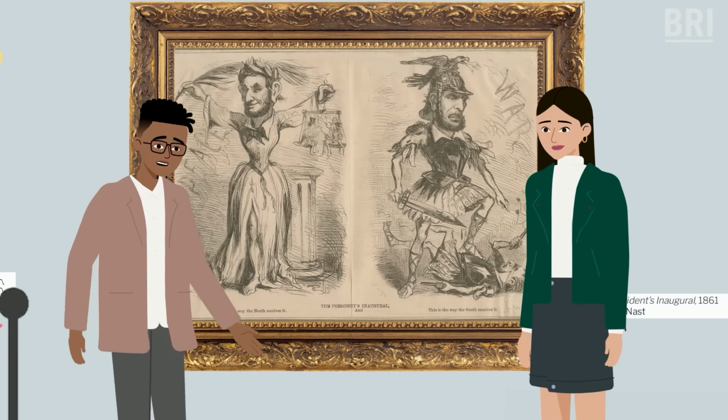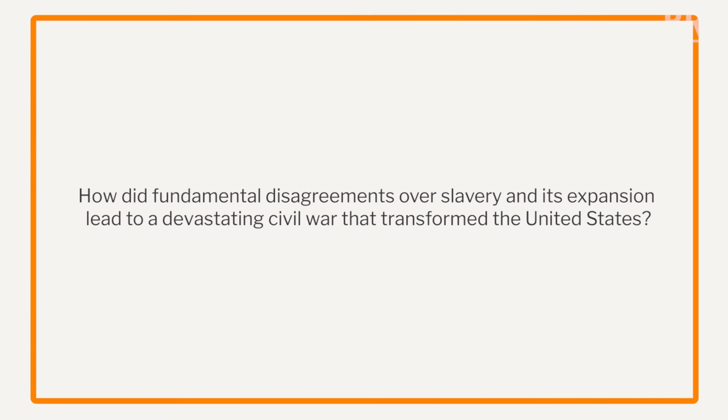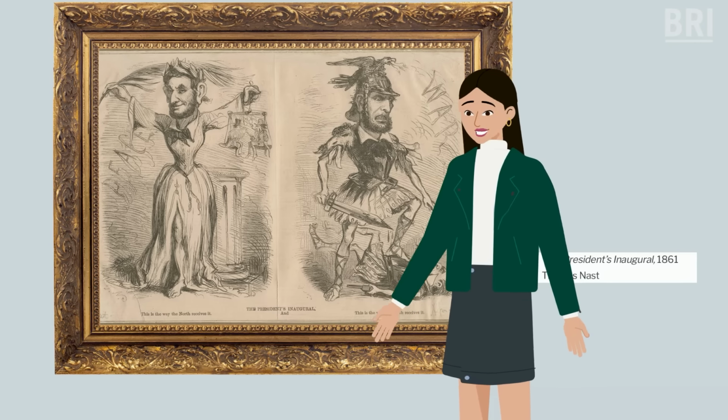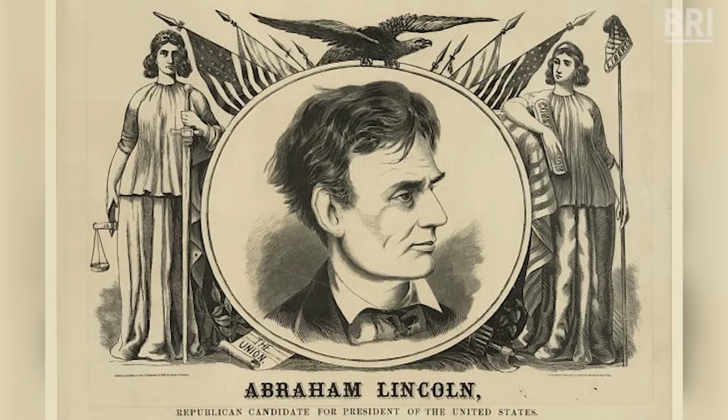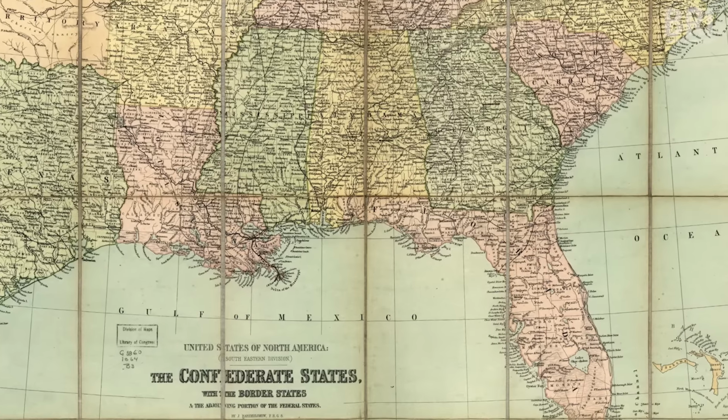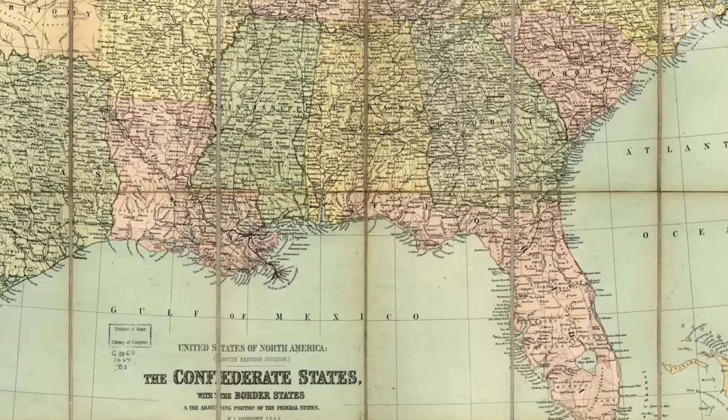The source will help us answer the question, how did fundamental disagreements over slavery and its expansion lead to a devastating civil war that transformed the United States? This is a political cartoon from just after the election of 1860. Abraham Lincoln won the election, and shortly after, in 1861, Southern states began to secede from the Union.